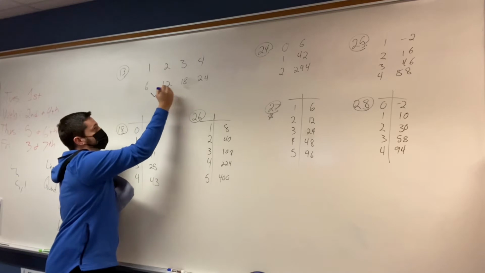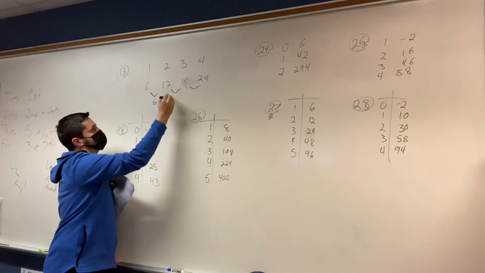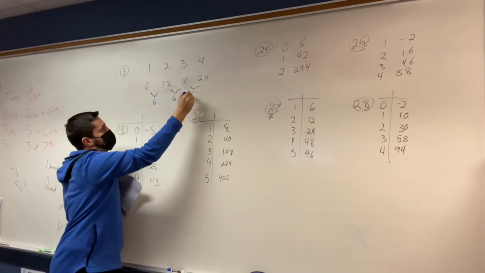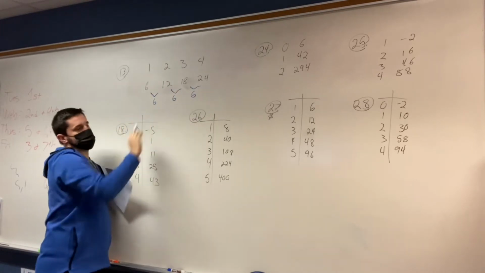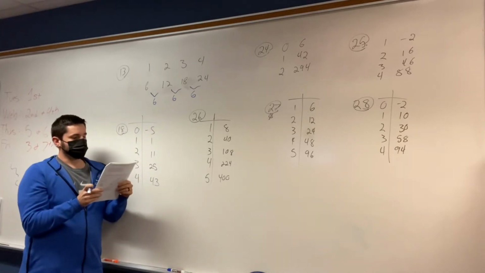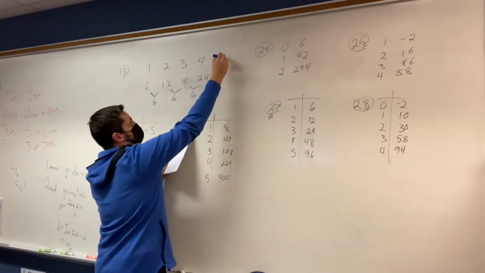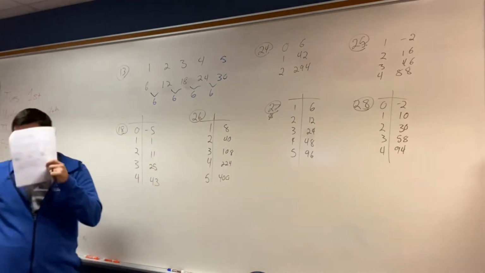So I'm going to start doing my differences. Here we go. 6 to 12, I'm adding 6. 12 to 18, I'm adding 6. 18 to 24, I'm adding 6. Actually, I'm going to add in the fifth one right here, which is 30. So I add 6. Now it's good.